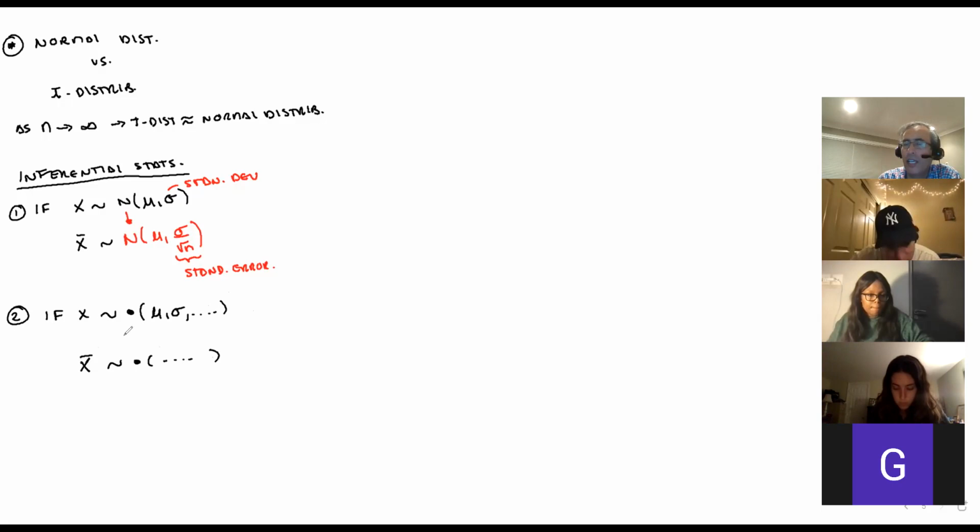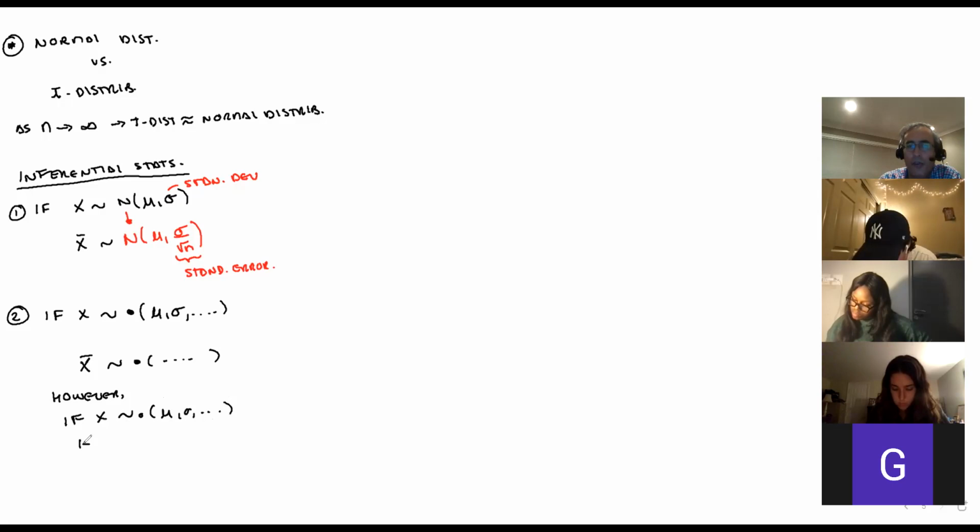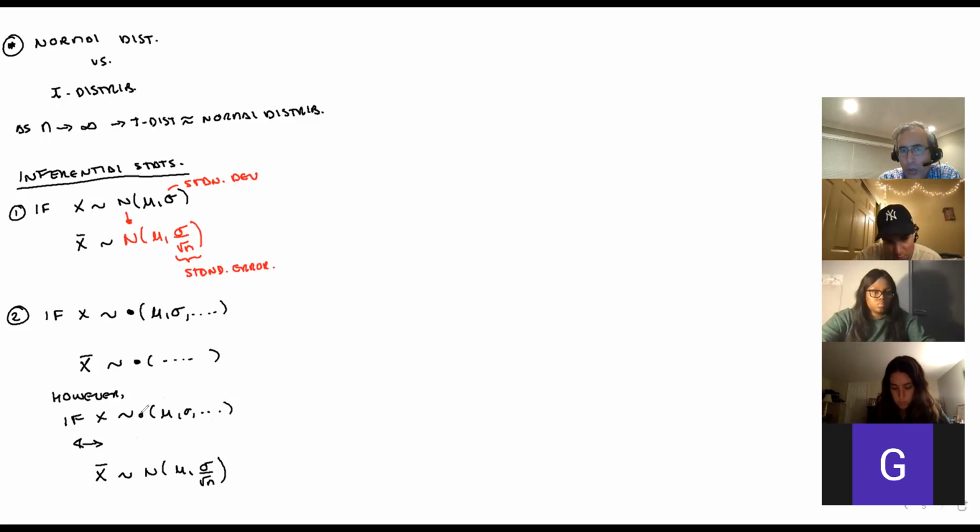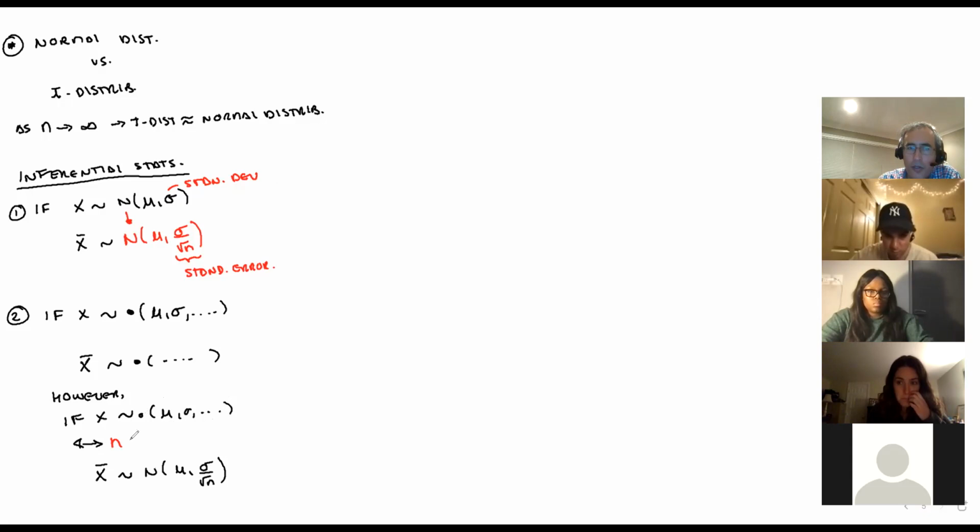Okay, however, even though the distribution of X is unknown, if and only if something happens, I can say that X bar is also normal, with mean mu and standard deviation sigma over square root of n. So what is the condition here? When can I say, without knowing the distribution of the population, that this one is normal? The sample size needs to be bigger than 30, under the usual rule. Well, you know what? I will say n large, guys.